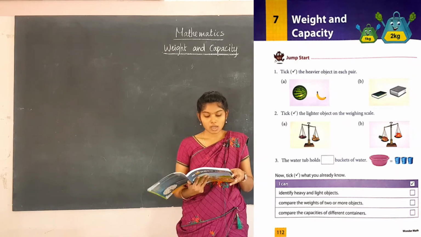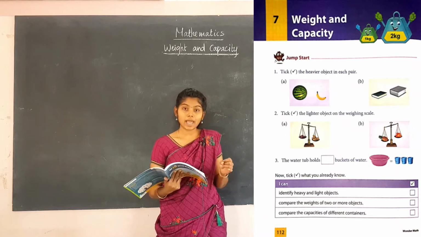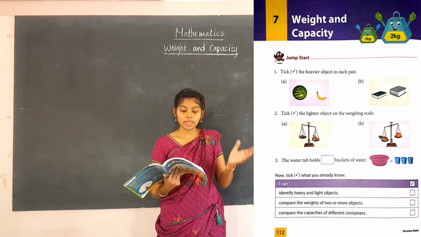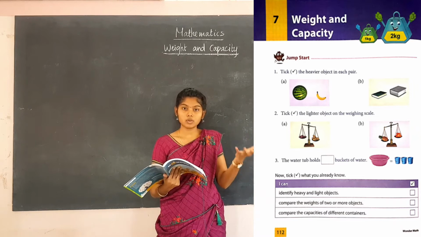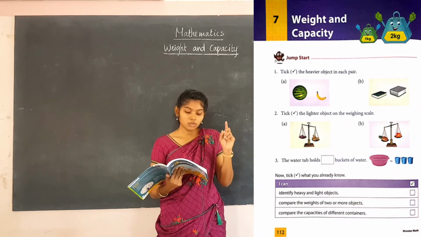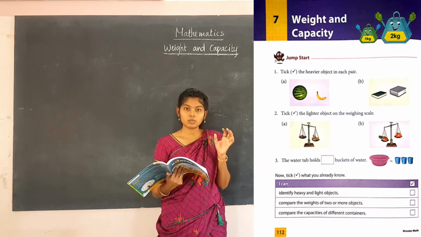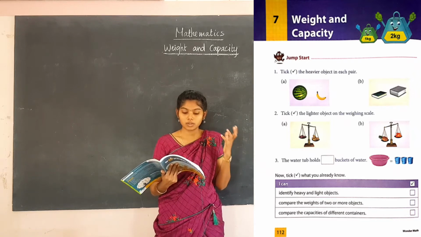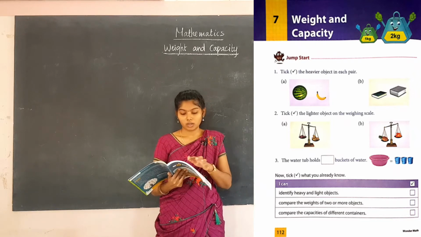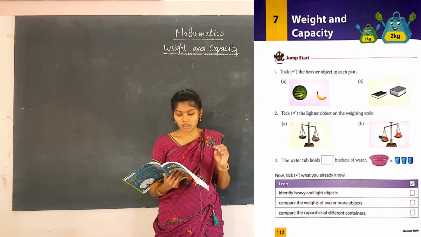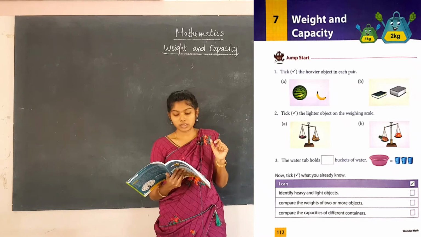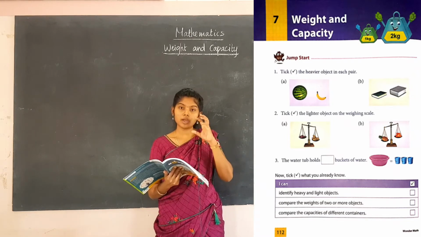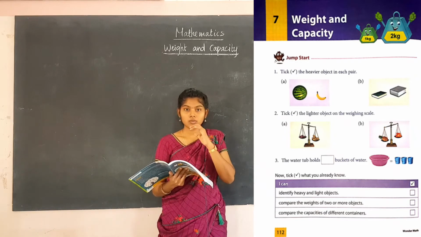See there in A, there is a watermelon and a banana. Which one will be heavier? The weight will be higher for the watermelon, so the watermelon is the heavier object. Just by seeing it you can tell which one is heavier. The next one is in B, the small book and the large book. The big book will be the heavier object, so you will tick that.